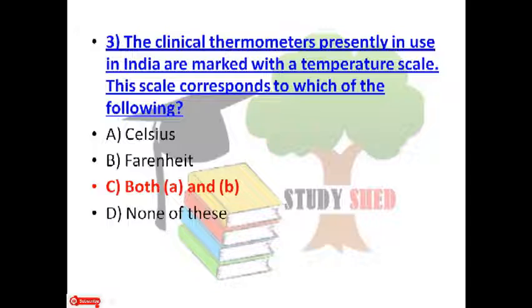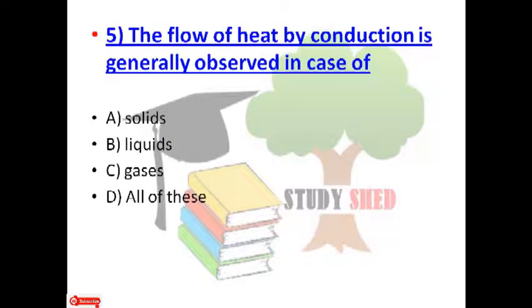So in this case, if you had chosen only A or only B, you would have got it wrong because both the answers are correct, and so the answer C is more appropriate. Okay, let's go through the fourth question. The flow of heat by conduction is generally observed in case of... Okay, this is a very easy question. We discussed one of this type in the fill in the blanks exercise. So I'm sure most of you will get it correct. I'll give you 3 more seconds.